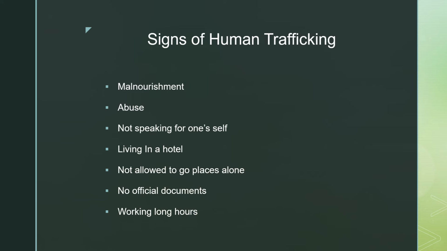Human trafficking has a wide range of warning signs and symptomology. Some of these warning signs include, but are not limited to, malnourishment, abuse, tattoos used as a form of branding, not being able to speak for oneself, living in a hotel, not allowed to go places alone, and more.